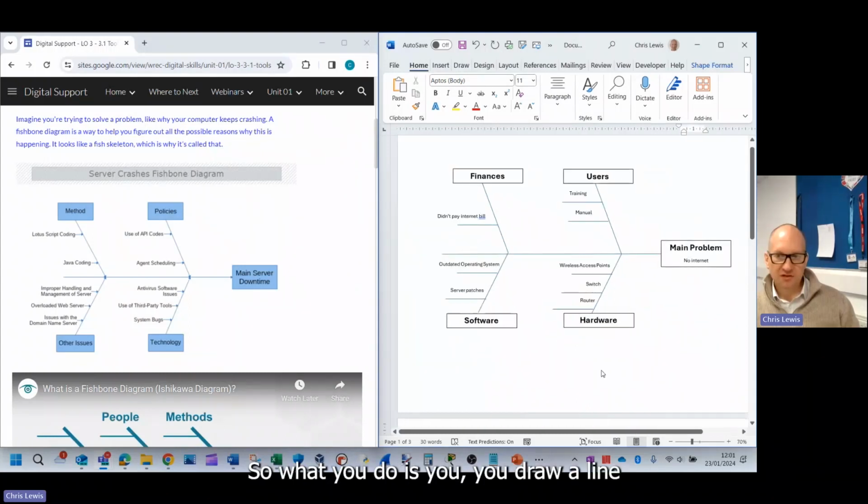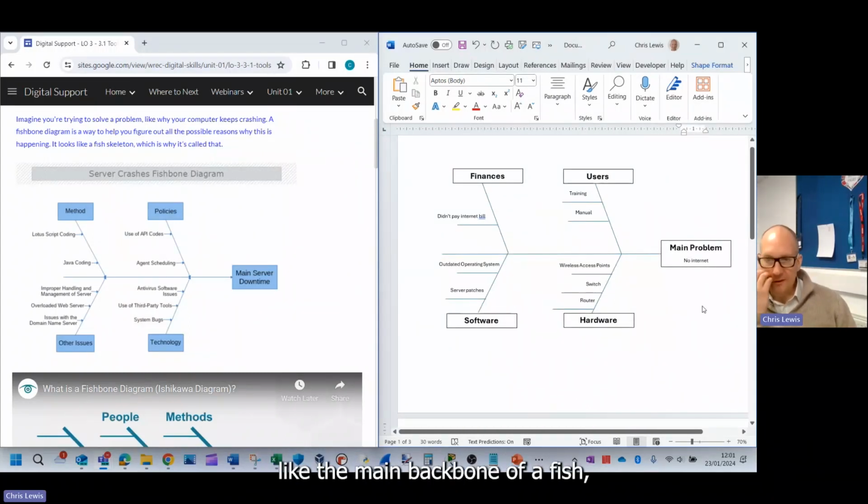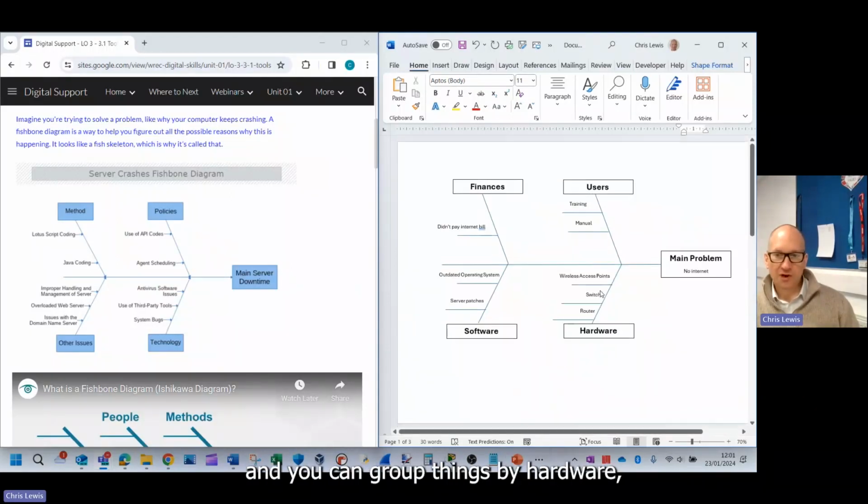So what you do is you draw a line like the main backbone of a fish, and then you have the smaller bones and subsequently smaller bones, where you get to the actual things you decide, as a person or as a group of people, what are all the possible problems? So maybe it's the wireless access points, and you can group things by hardware, software, users, and finances. So we sort of write down all the problems there are, and then we look at them one at a time.